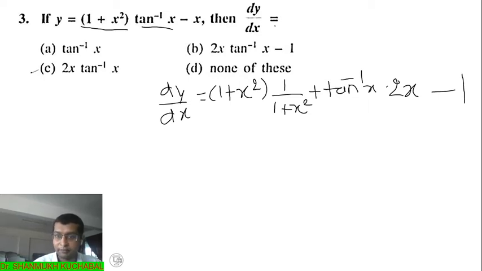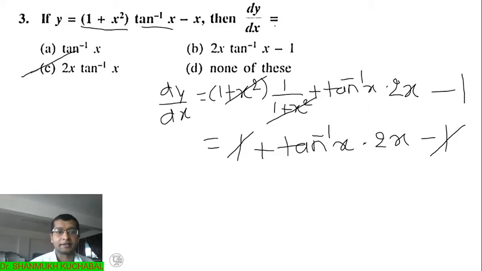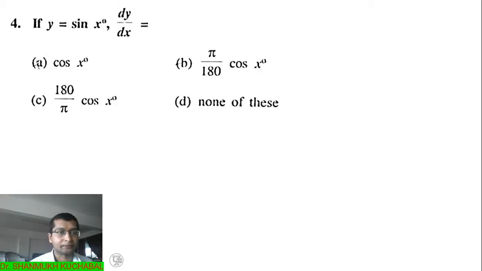So in the next step, we can cancel 1 plus x square from numerator and denominator, we get 1 plus tan inverse x multiplied by 2x minus 1. So further plus 1 and minus 1 cancel, therefore the right answer is 2x tan inverse x, so C is the right answer.